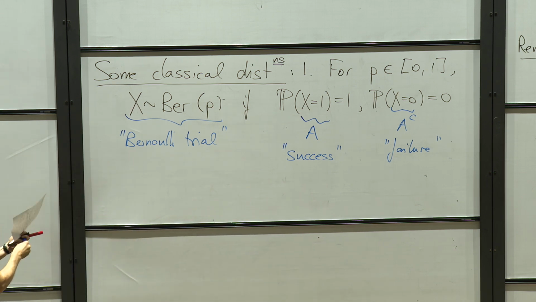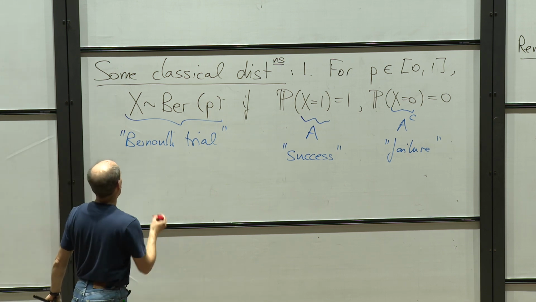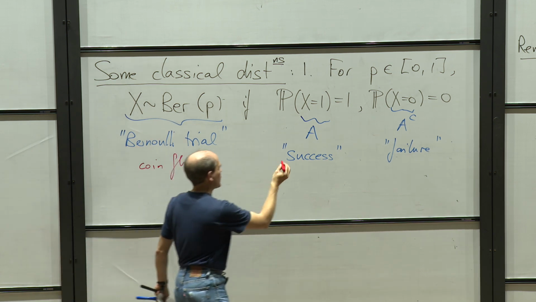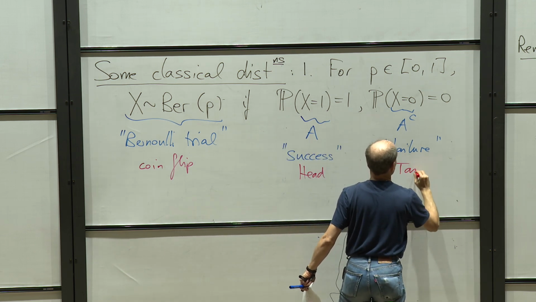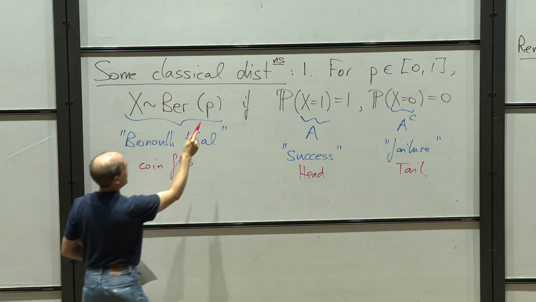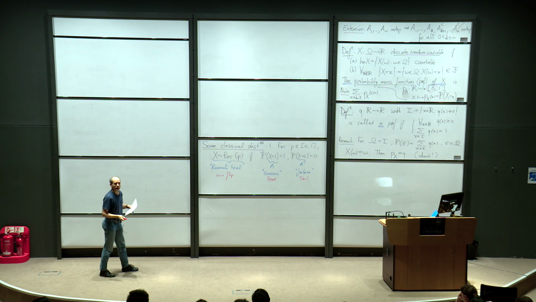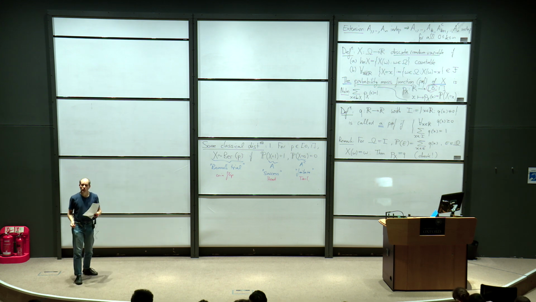And you can think of some other ways of looking at this. You could think of this as being a coin flip, and success being heads, and failure being tails. In each case, the p corresponds to the success or heads probability, and the other complementary probability of 1 minus p corresponds to failure.